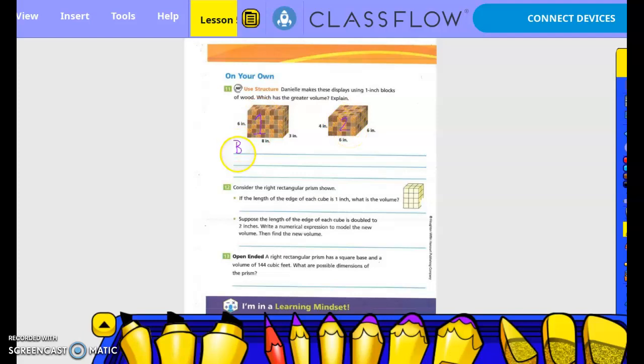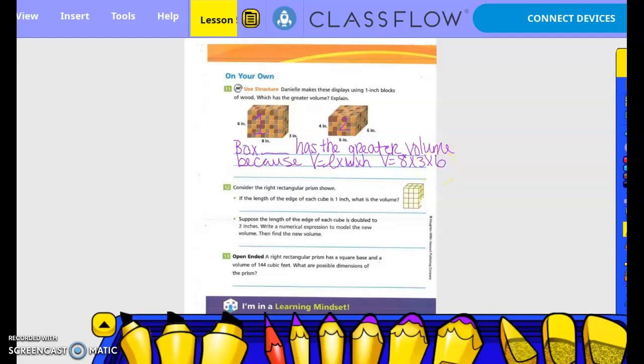Okay, so we're going to say box, I'm going to put 1 or 2, has the greater volume because. So what's our formula going to be? So for the first one, it would be what? 8 times 3 times 6.